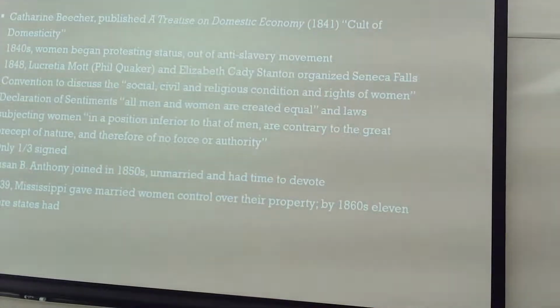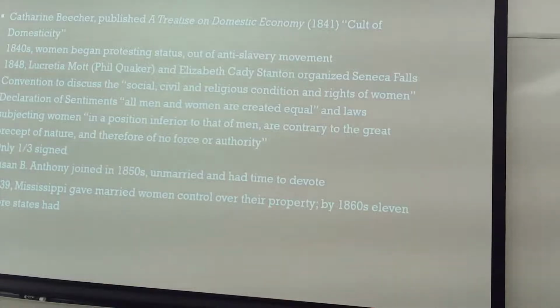By 1839, Mississippi gives married women control over their own property. So if you're coming into a marriage and you have property that you have inherited or that you have bought, you have control over that. It doesn't go to your husband just by the fact that you say, I do. And by the late 1860s, 11 more states had followed suit. So they're starting to make some gains.